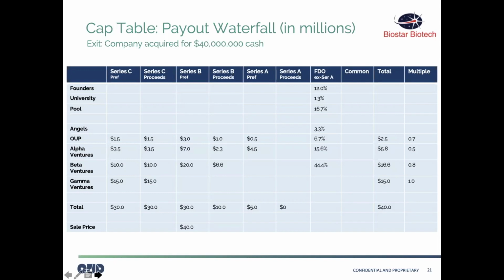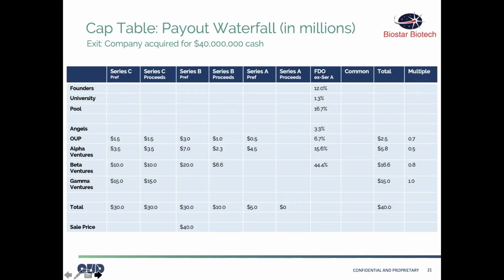Remember, that was a $30 million investment across 4 funds. So those funds all take back their original invested capital, so they're 1x. And you can see how that pays out. Then Series B has to decide, do we convert or just take our money back? Obviously, they take their money back because there's only 40 million to go around and 30 of it's been taken by Series C. So there's only 10 million left.